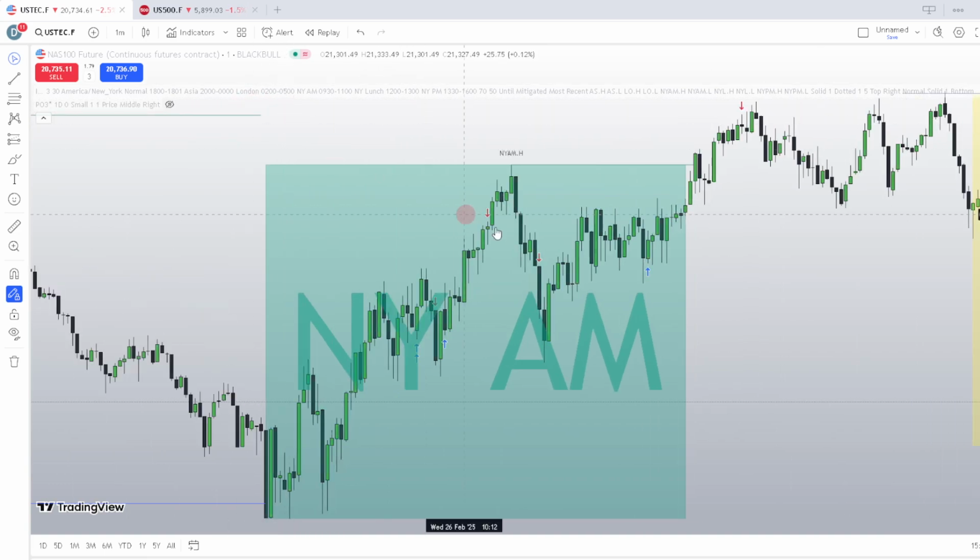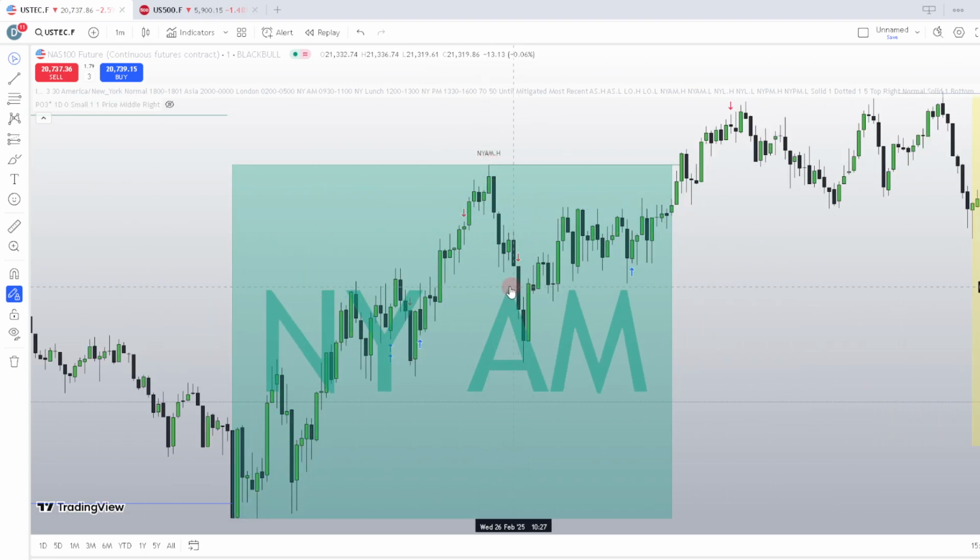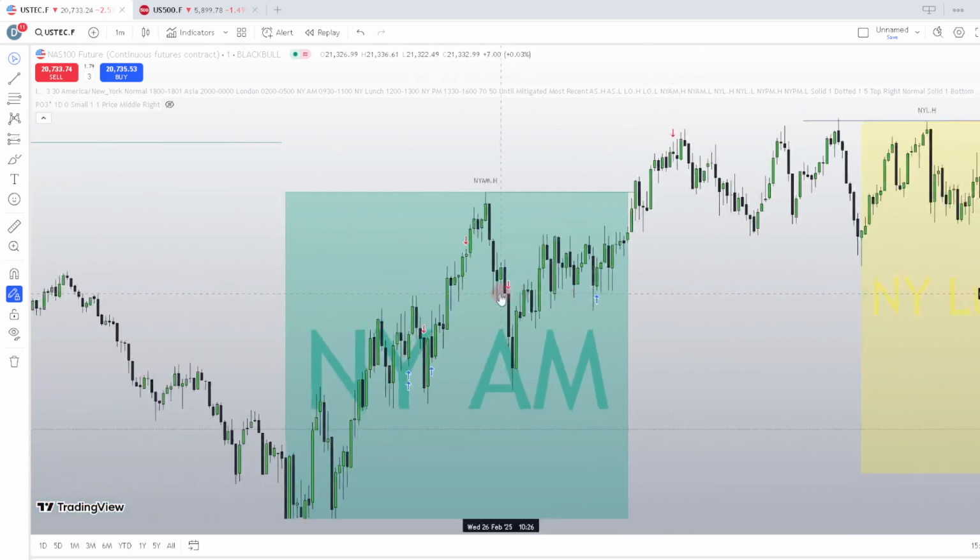I put my take profit here. I put my stop loss here. I took my first take profit to these highs here, and I got stopped on the break even. So here like $80, no, $80 here I won, and here I took $20, so $100 from this trade.